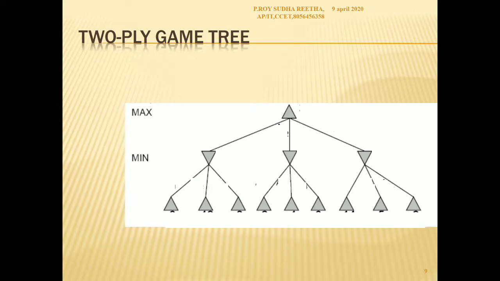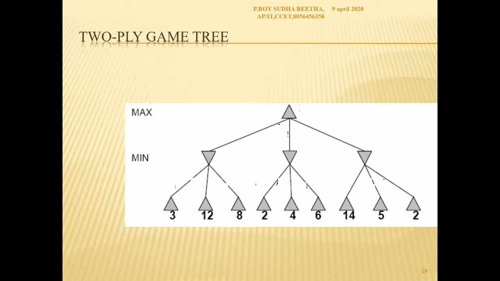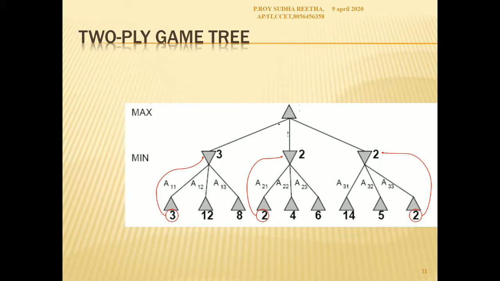This is an example of a two-player game tree. Max is represented by a triangle, and min is represented by an inverted triangle. Each layer alternates between max and min, and here each node in the leaf layer has been provided with certain values. We are going to find what would be the value for the root node.